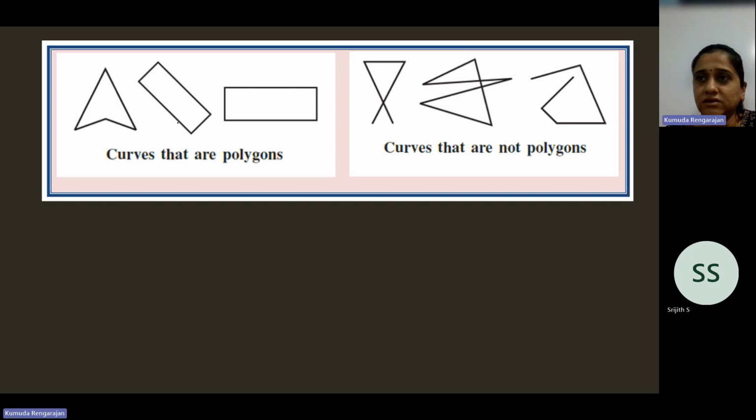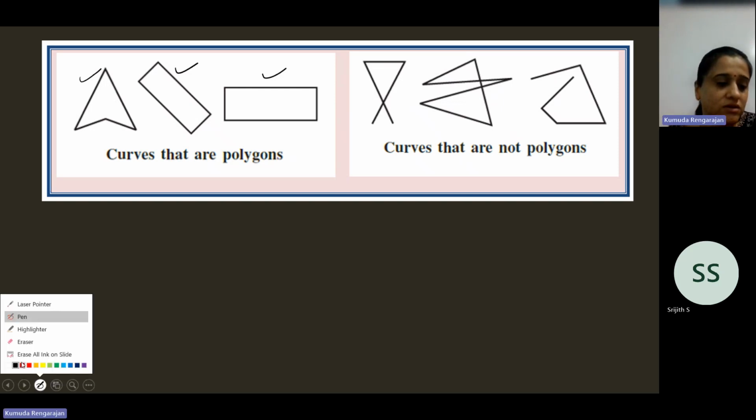Now see the figures here. All these are made up of line segments, correct? Now what is a polygon? It should be a simple closed curve made up of line segments only. Simple closed curve made up of line segments.